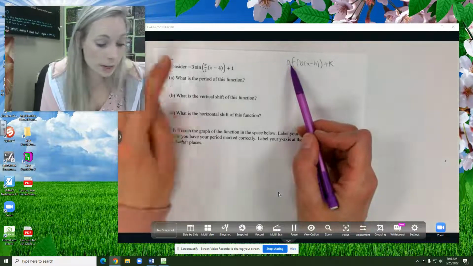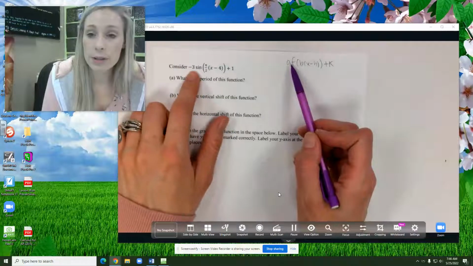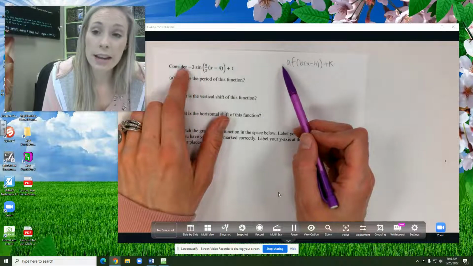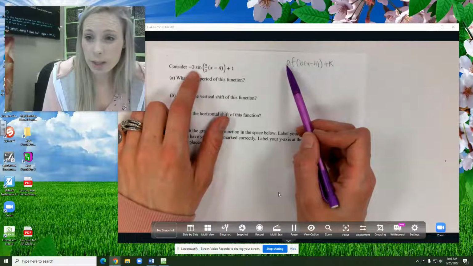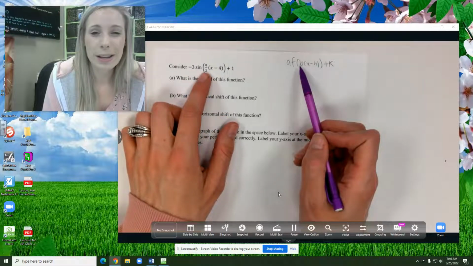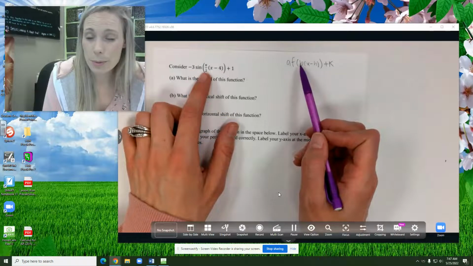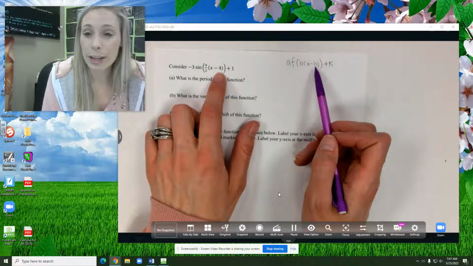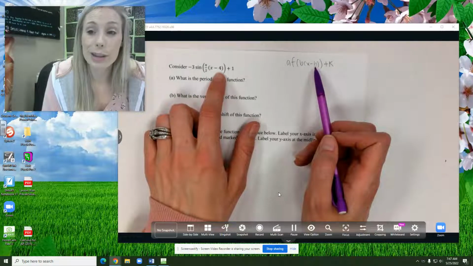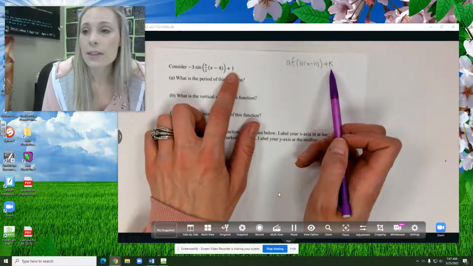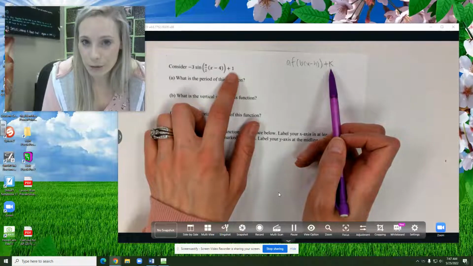So the number that's multiplied out in front tells you if there's a vertical stretch. If there's a negative out in front, that's a reflection. The number on the inside is going to be a horizontal stretch multiplied. This value here is going to be a horizontal translation or a horizontal shift, and this right here is going to be a vertical shift.